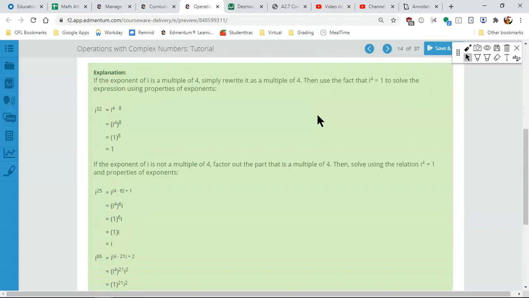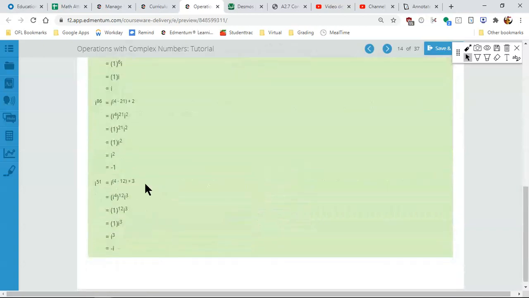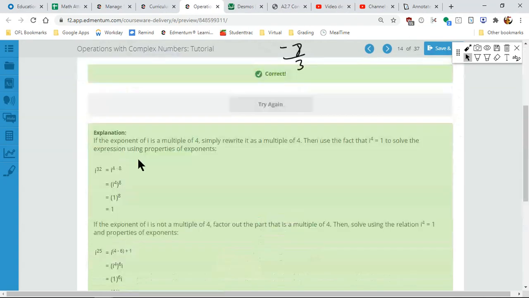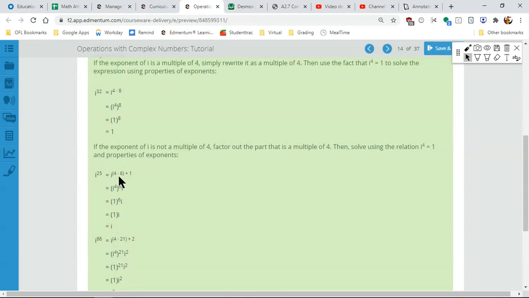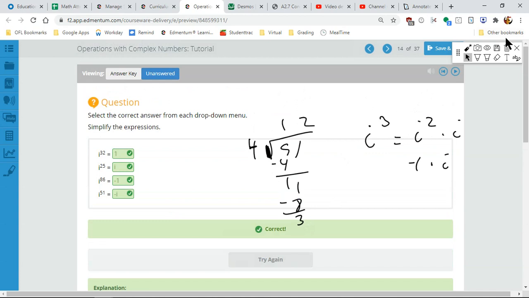And then they show you guys the work afterwards. Always, even if you guys get these right, make sure to take a glimpse at these. It does help out, especially if you watch the video, you'll understand why they're doing the 4 times this. This plus 1, that's just the remainder.